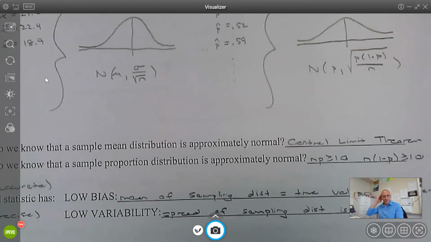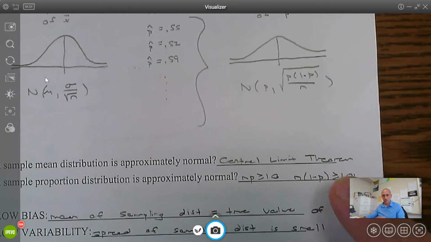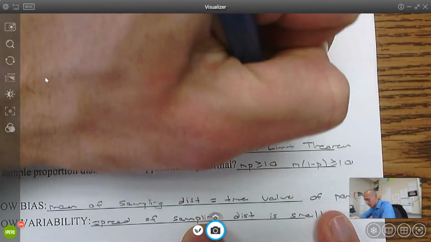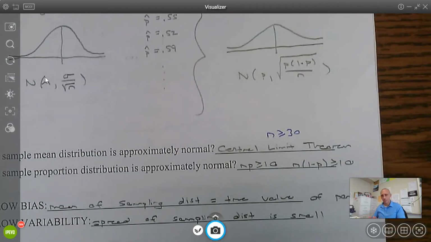If we're dealing with means, how do we check the shape? When we do CVS, that's the central limit theorem. That's your normal large sample condition. Is the sample size at least 30? If it is, the central limit theorem applies. If not, you're going to have to create a box plot and see no strong skewness or outliers.